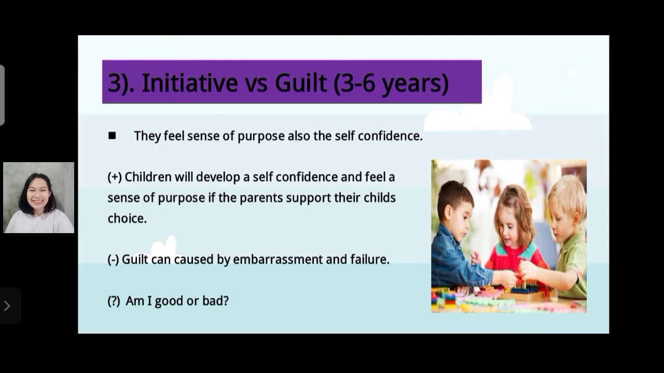Third stage is initiative versus guilt. They feel a sense of purpose and also self-confidence in these ages of 3 to 6 years. Some people know what their abilities or strengths are. As an example, you know that you are good at dancing, good at singing, good at academics, right? Some people have that kind of way of thinking. So as a positive, children will develop self-confidence and feel a sense of purpose if the parents support their child's choice. As an example, if you want to join a singing contest, that is part of the example in the child, right?